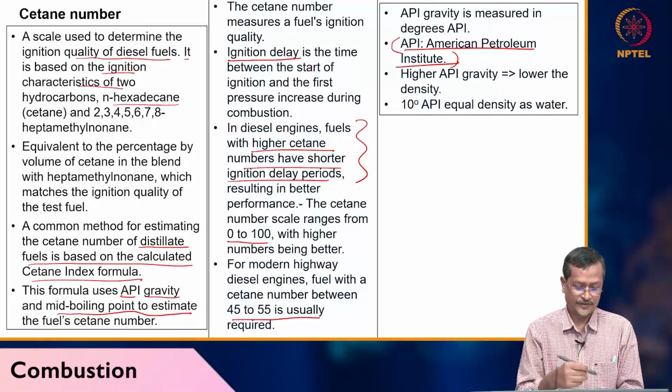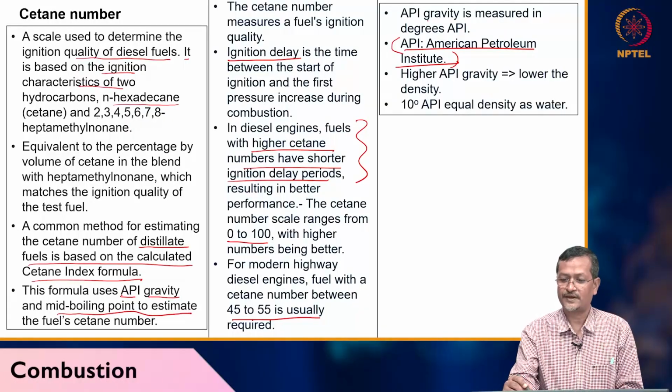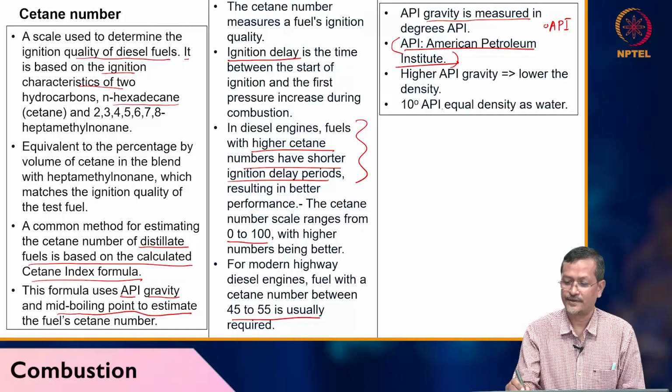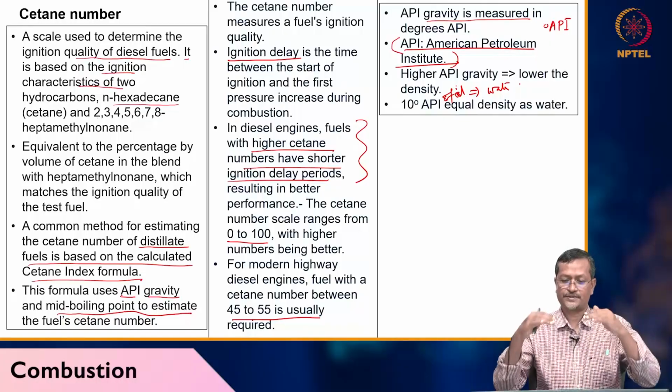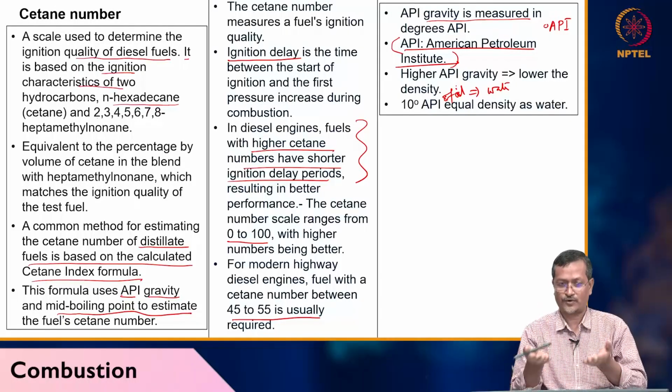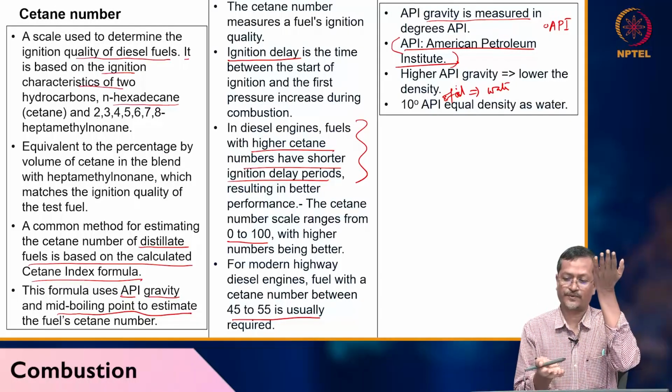API gravity is measured in terms of degree API, so we write degree API. Higher API gravity means lower density. If I say 10 degree API of oil, it is equivalent to the density of water, so it will be floating inside the water. It will not go down, or it will be floating on top of the water.